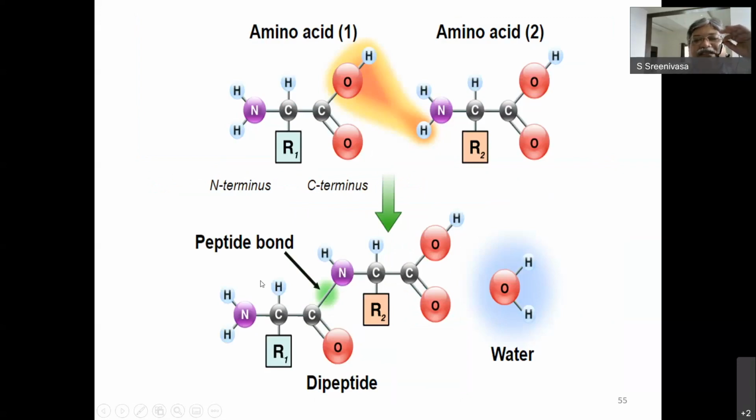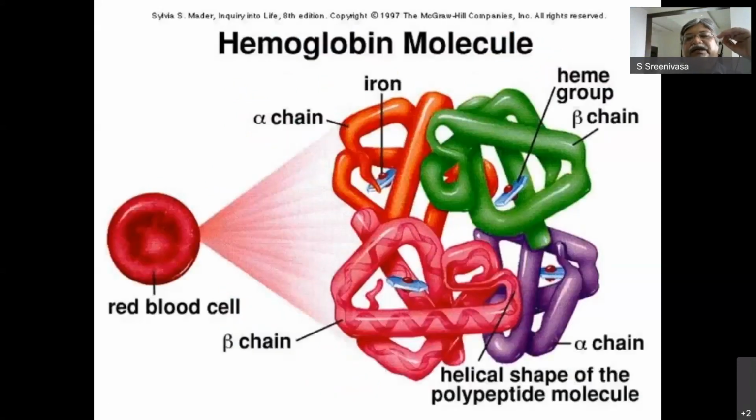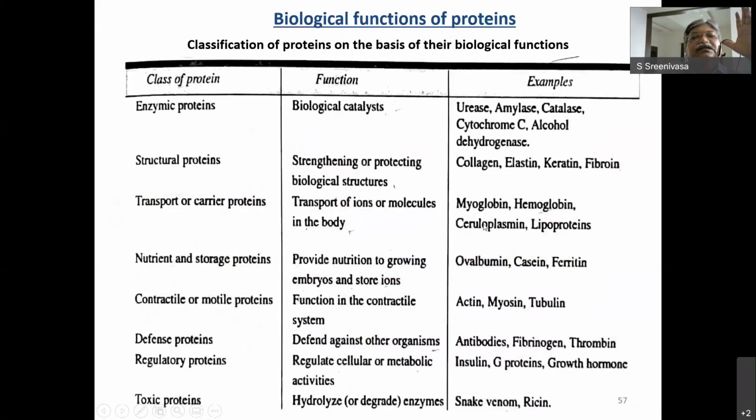Just see the geometry of the molecules. They are not planar molecules. That's what I want to say here. These molecules are not at all planar. They will have different dimensions and different orientations. Look at the hemoglobin molecule. It contains alpha chain, an iron unit, and heme. So they will have a different structure.